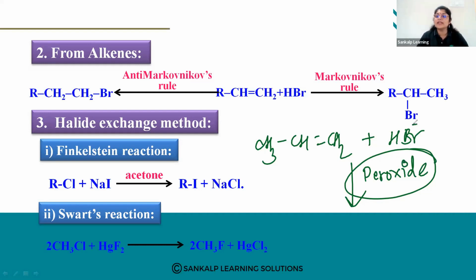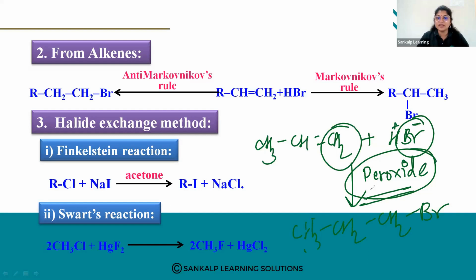So what will happen? The negative part of the hydrogen halide will be added to the carbon which has more number of hydrogen atoms. So it will be CH3, CH2, CH2, Br. So this is anti-Markovnikov rule. Whenever you have an unsymmetrical alkene, if there is no peroxide written, then it is following Markovnikov rule. If any peroxide is given, Na2O2, H2O2, any benzoyl peroxide, that means it is following anti-Markovnikov rule.